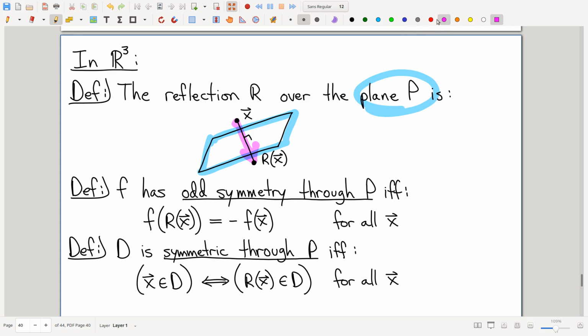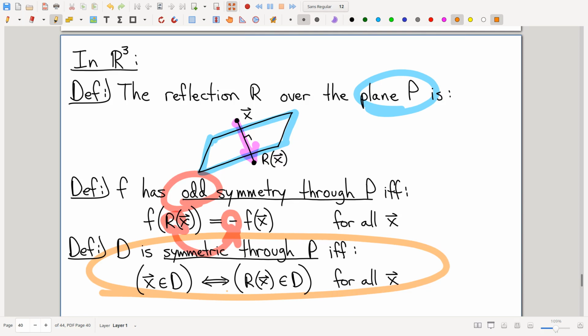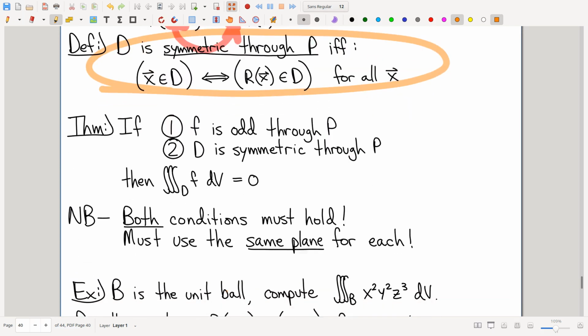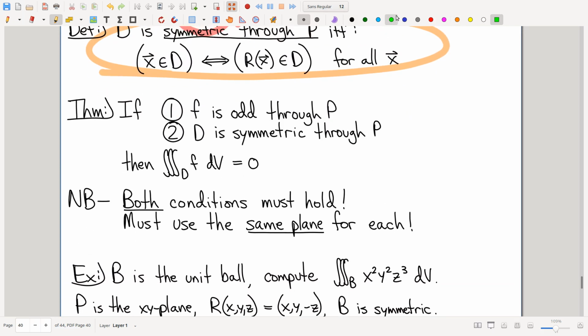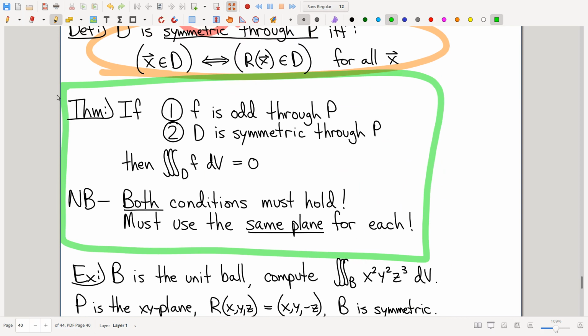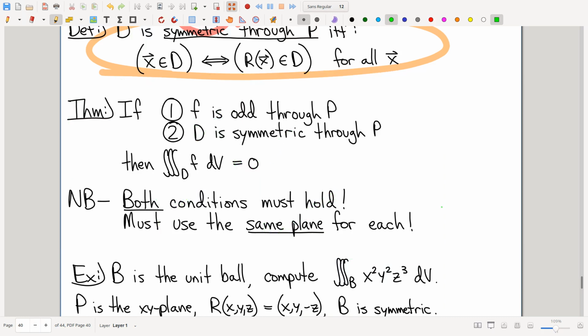Again, oddness. Odd means that reflection gives you a minus sign. Symmetry means exactly what you think it does. It means it is its own mirror image. It is its own reflection. All that's totally relatable. Theorem, exactly what you would hope. Again, it's the same theorem, same 2 conditions. Integral 0. Again, you have to check both conditions. Be careful with that. Again, it's got to be the same plane. Exactly the same as the 2-dimensional version of the theorem. And so let me give you a quick example of this in action.